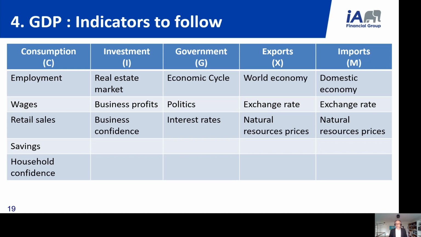Exports, we look at the world economy, because this is products that we send elsewhere to be consumed over there. So stronger world economy means more exports, and a stronger domestic economy, that means that we consume more, we import more goods and services, and that leads to higher imports. So that was all of the economic things to look at. So now what's the link with the markets?